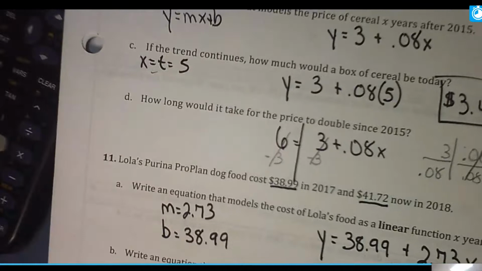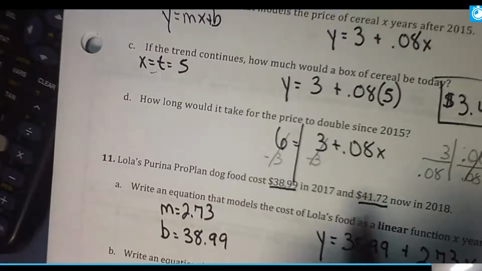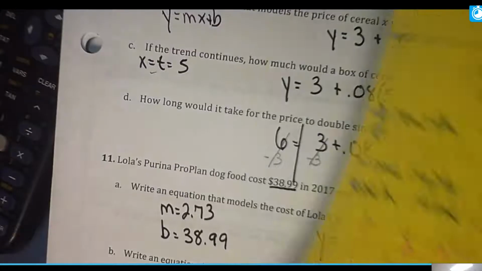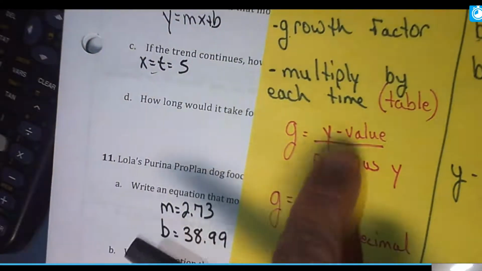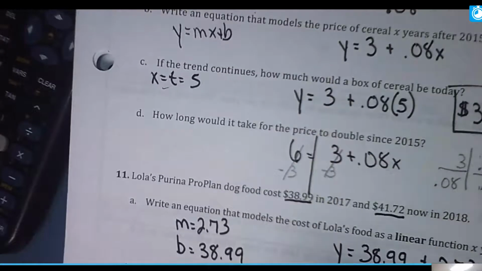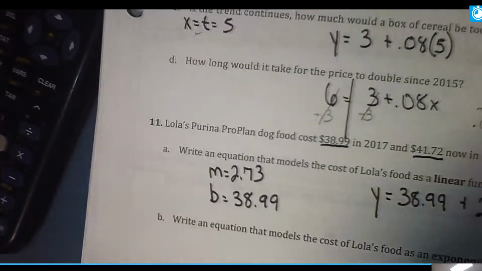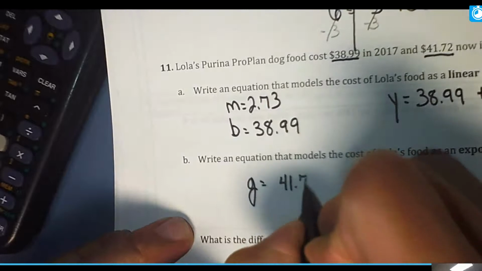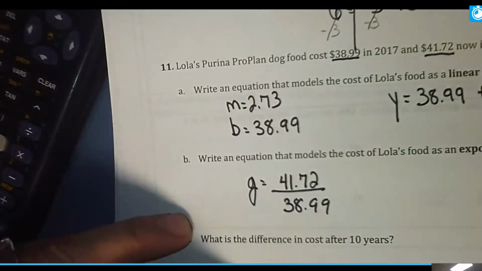Now if it was exponential, then I have to see what would I multiply by to get this, and I have no clue. So going back to my cheat sheet, if I can't figure out G, I can take the Y value and divide it by the previous Y value. And you got to think of these prices as the Y values. So I'll take this number and I'll just divide it by this. So to get G, I'm going to take $41.72 and divide it by the $38.99, right?